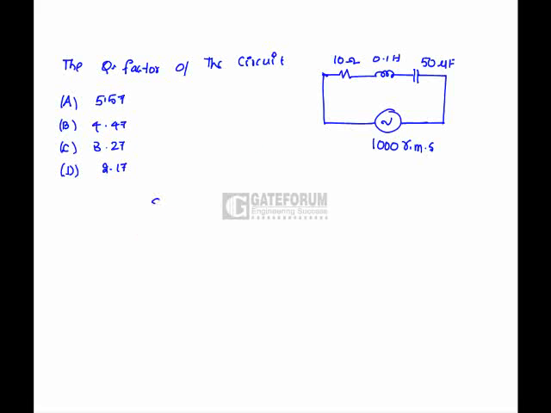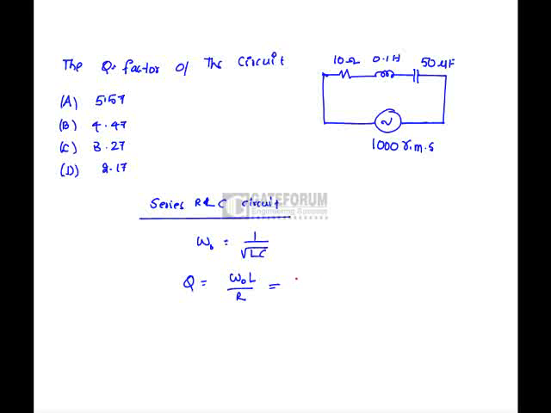For a series RLC circuit, we know omega naught is 1 by root LC, and Q factor is nothing but omega naught L by R. So if we substitute here, that is 1 by R under root L by C is the Q factor.